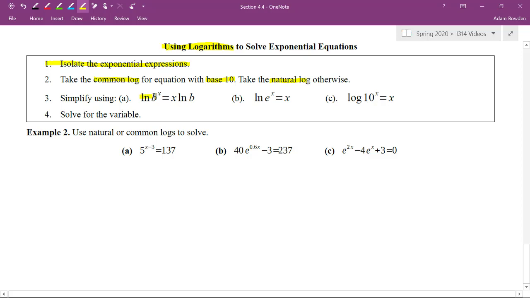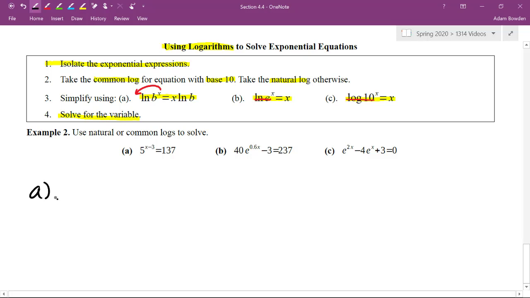So for instance, if we have ln of b to the x, the property of log will allow us to move that x to the front and make it easier to solve. If it's ln and e, then ln and e are going to cancel out and we're just going to be left with the x itself. If it's log and it's base 10, then the log and base 10 themselves will cancel out as well, leaving us with just the variable that we can solve for.